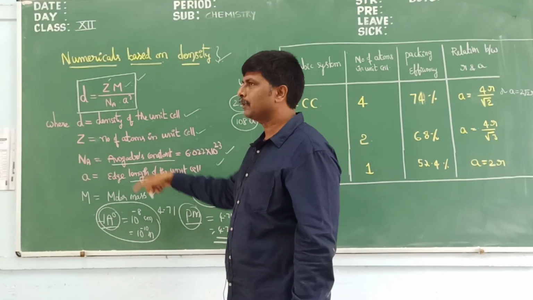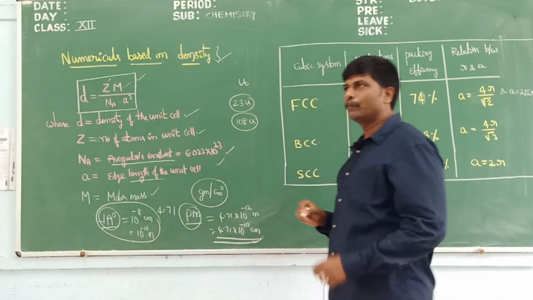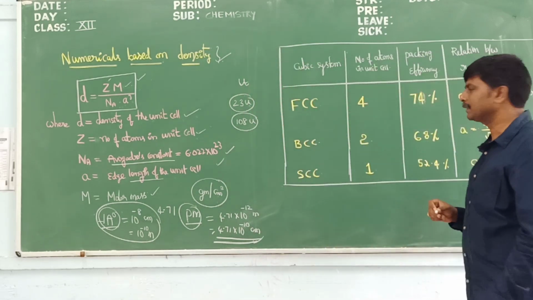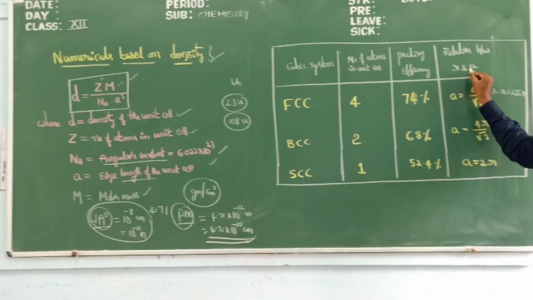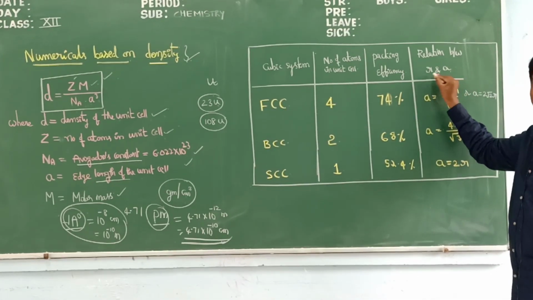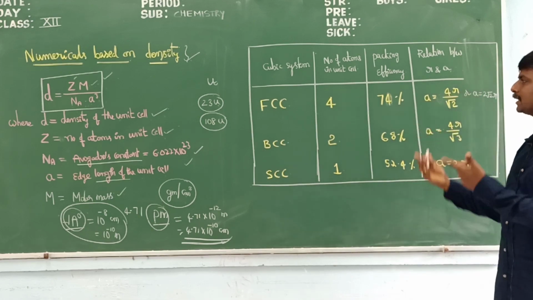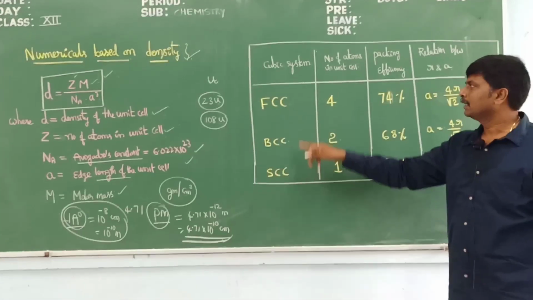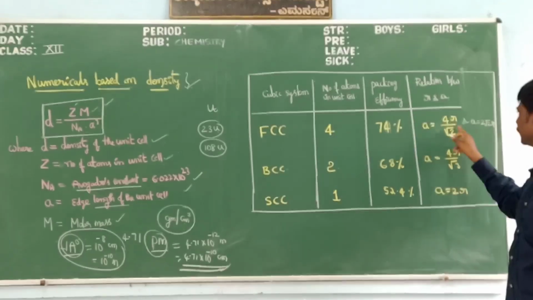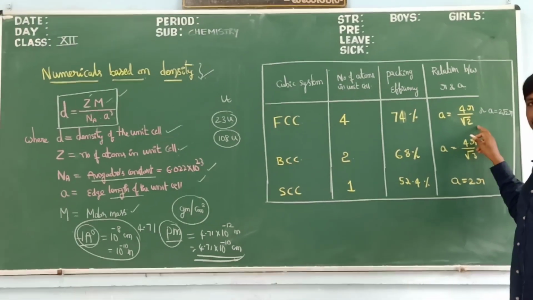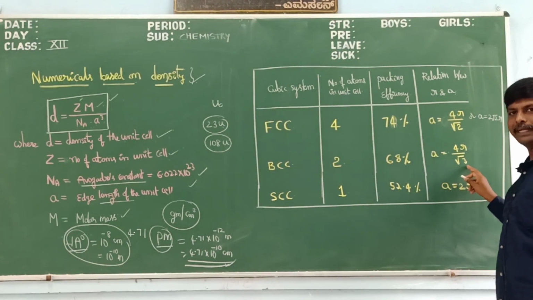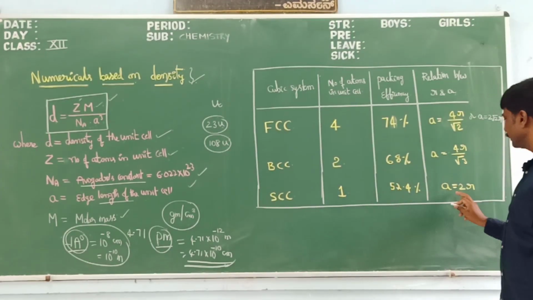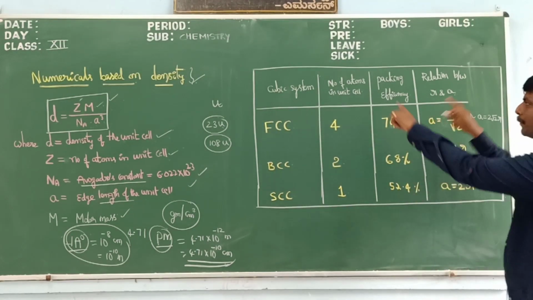So it is the formula to calculate density. But one more relation you have to remember for solving numericals, that is the relation between radius and edge length. It varies from crystal to crystal. FCC means it is the relation a is equal to 4r by root 2. If it is BCC, a is equal to 4r by root 3. If it is simple cubic, a is equal to 2r. Just remember this table.